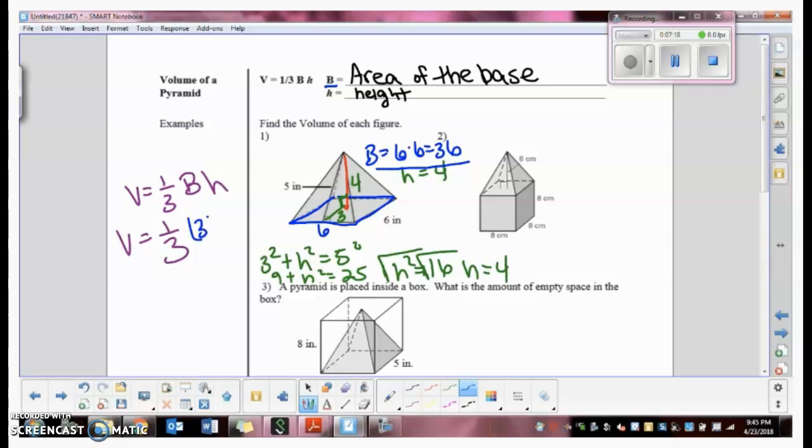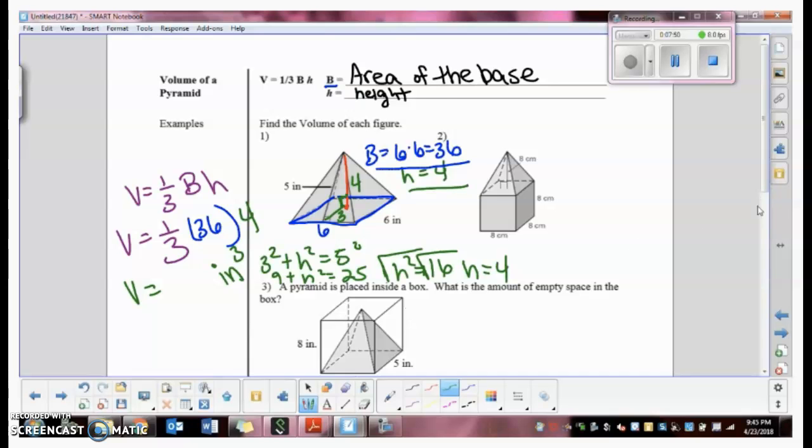Then don't forget that we have to go back and plug this into our formula. It's not just finding the height. Even though once you've solved a problem, it can be tempting to think that you're done, we're not quite done. So 1/3 times 36 times 4 should give us 48 inches, right?